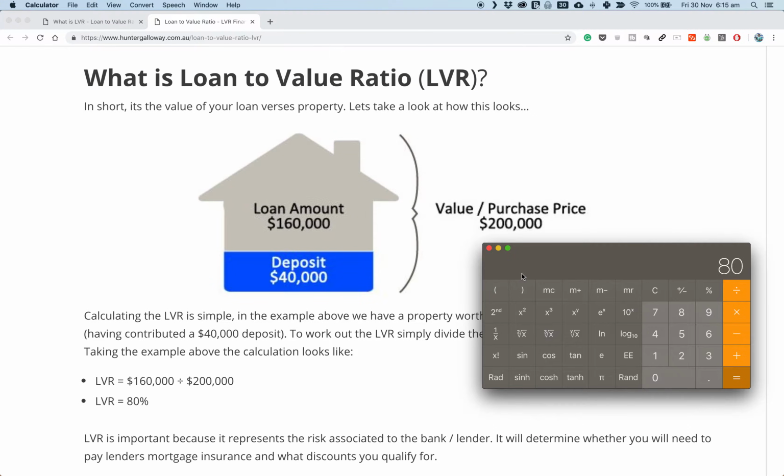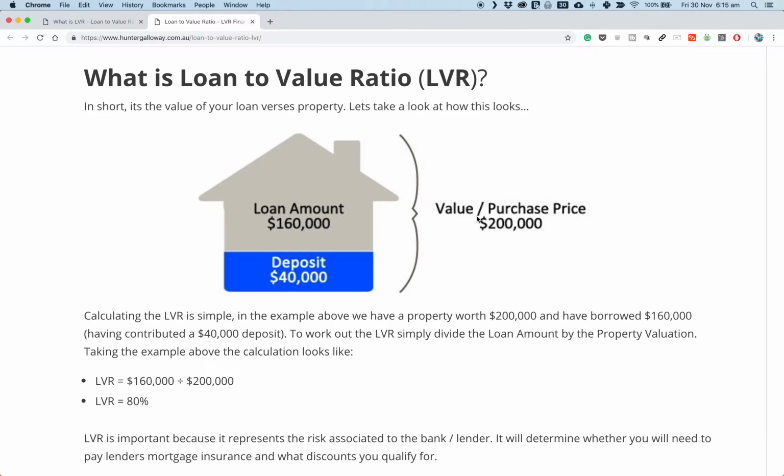But I guess one common question we get asked is, do you use the purchase price or the valuation? Well, you basically use the lower of the both. So if the purchase price is different to the valuation, the lender will use the bank's valuation when determining the LVR. Now, this is really common in off-the-plan purchases where the value might have increased or decreased since you bought the property or since the contract of sale was dated.